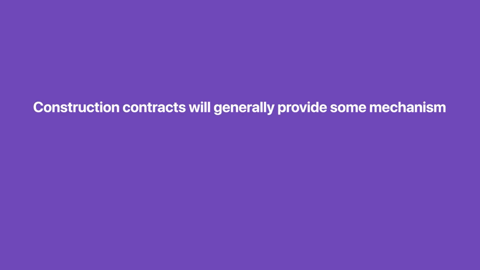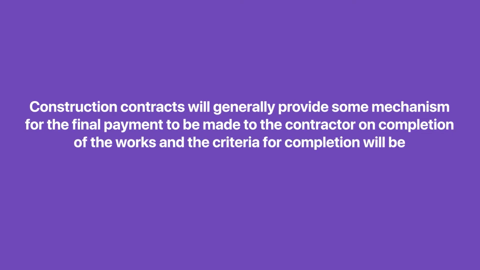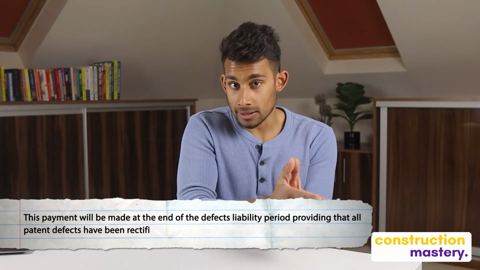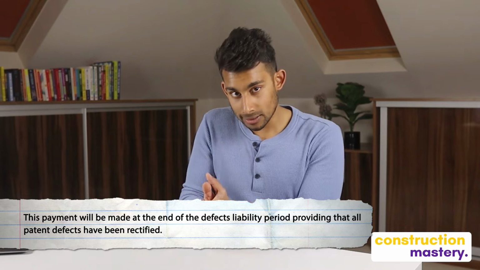So, construction contracts will generally provide some mechanism for the final payment to be made to the contractor on completion of the works, and the criteria for completion will be described in the contract. As a general note, this payment will be made at the end of the defects liability period, providing that all patent defects have been rectified.